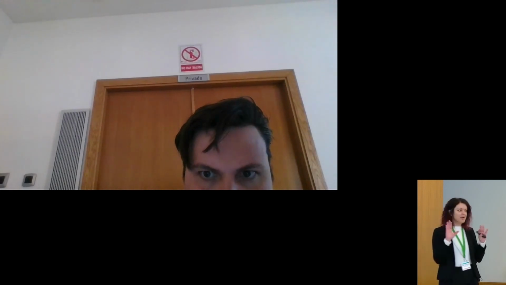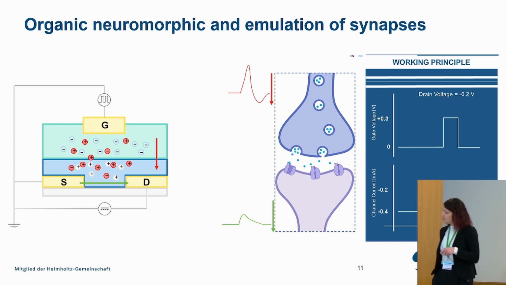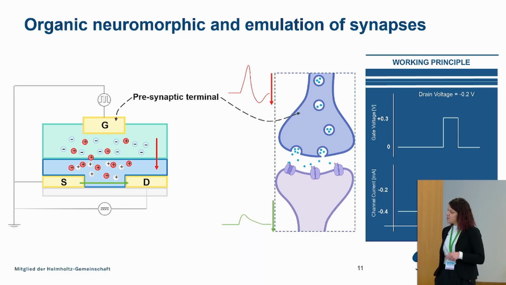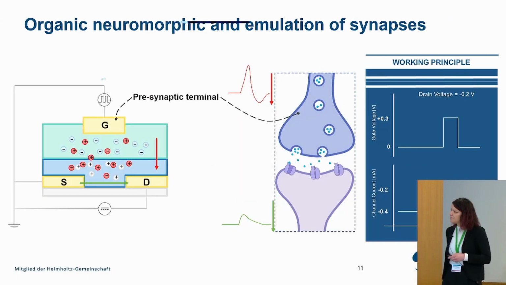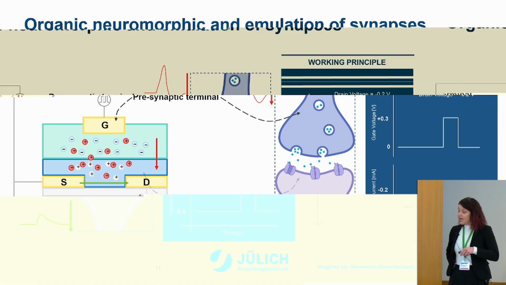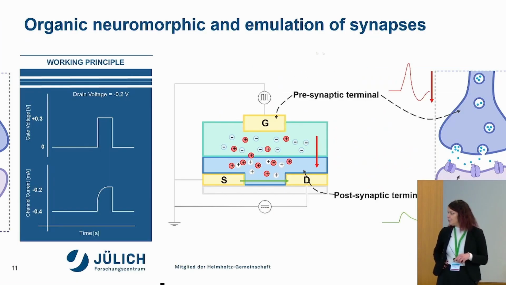So we can also look at this transistor as a synapse, and I'll guide you through this side-by-side snapshot. On one side, we have the transistor in the architecture and arrangement that I showed you before. And so we can see the gate electrode as a presynaptic terminal, so the first presynaptic neuron in a synaptic connection. And then the channel, so the PEDOT:PSS channel, as a post-synaptic terminal.